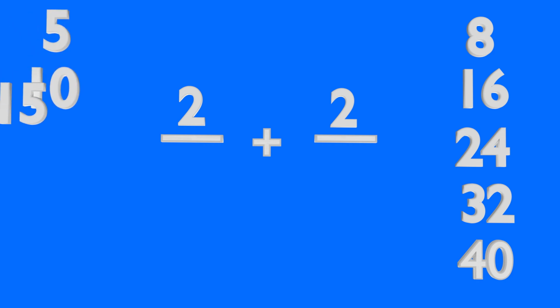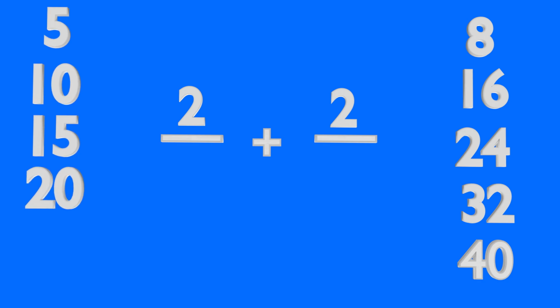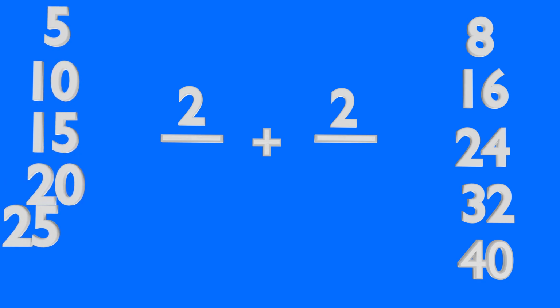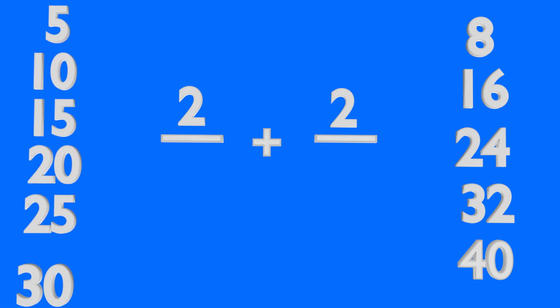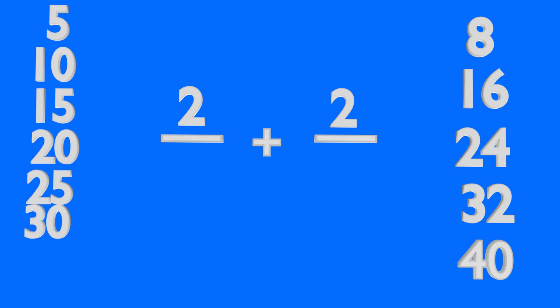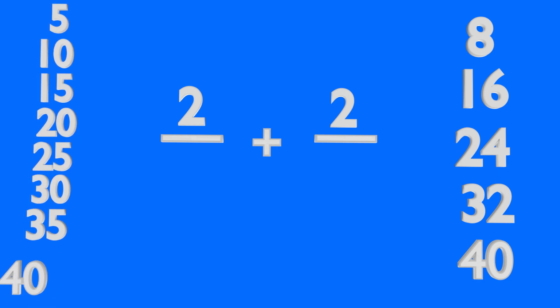15, 20, nothing yet, 25, close, 30, 35, and 40. So we can see a common factor between the 5 and the 8, and that is the number 40. So that is a number we can use as our common denominator.